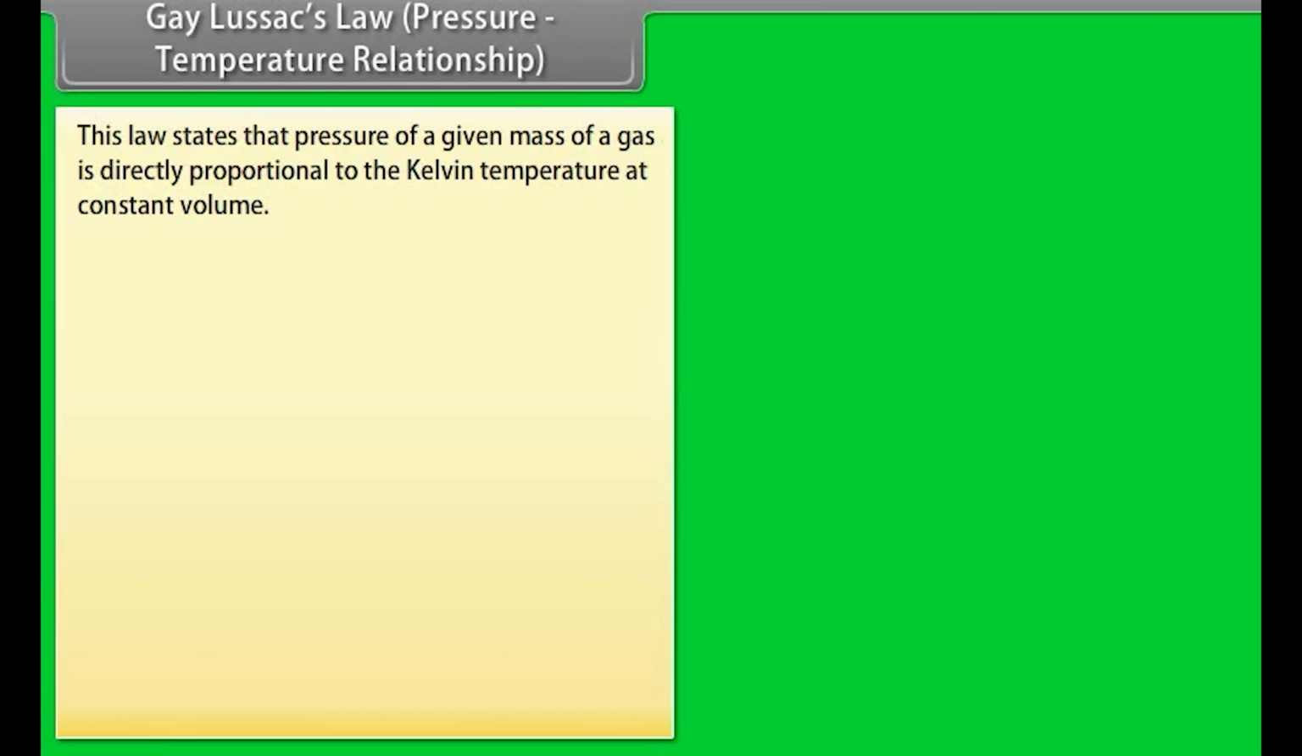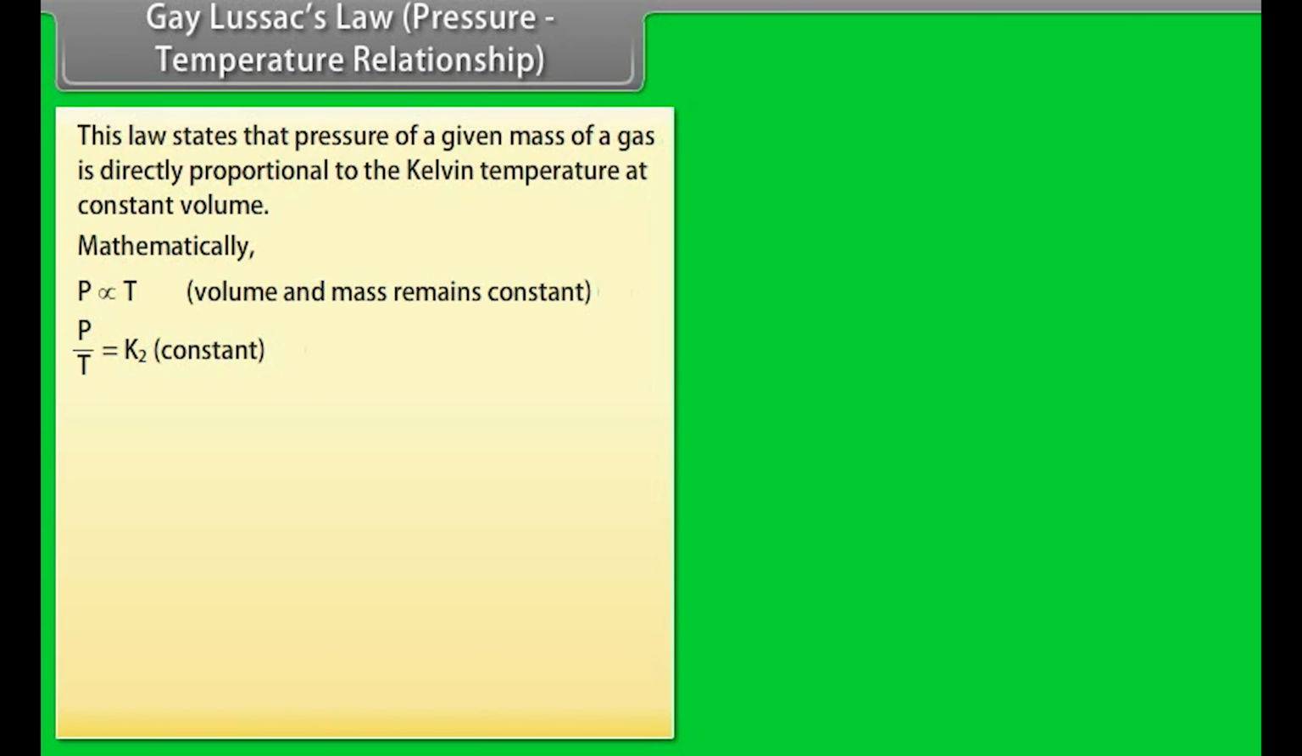Gay-Lussac's law. Pressure-temperature relationship. This law states that pressure of a given mass of a gas is directly proportional to the Kelvin temperature at constant volume. Mathematically, pressure is directly proportional to temperature at constant volume and mass. P by T is equal to K2.